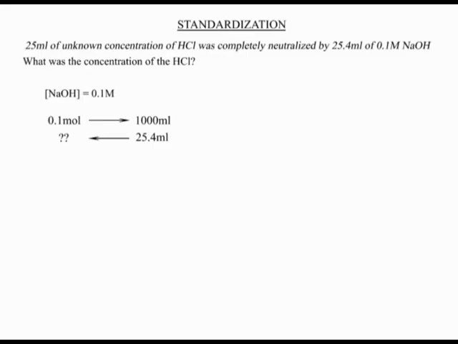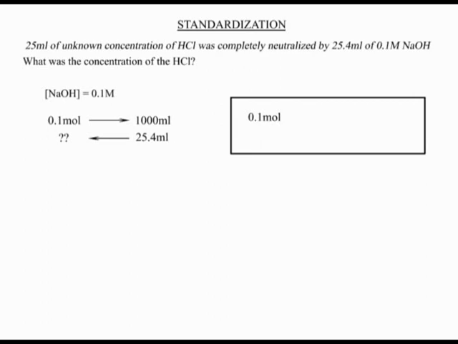So we work out as usual. 0.1 moles times 25.4 milliliters over 1,000 milliliters. The milliliters cancel out and we remain with 0.00254 moles. And so 25.4 milliliters of 0.1 molar sodium hydroxide contains 0.00254 moles. This number of moles reacted with a certain number of moles of hydrochloric acid.